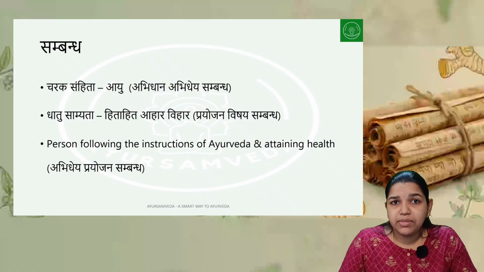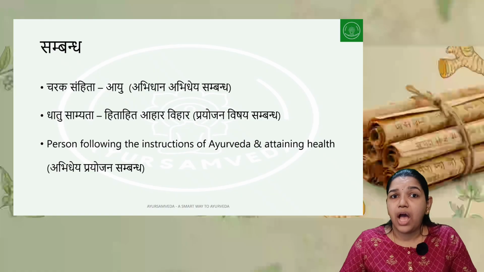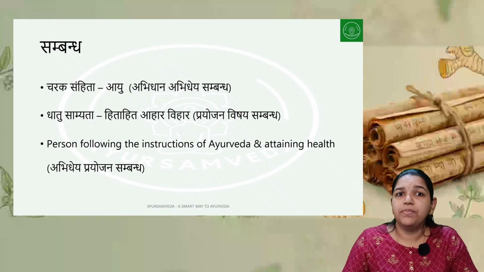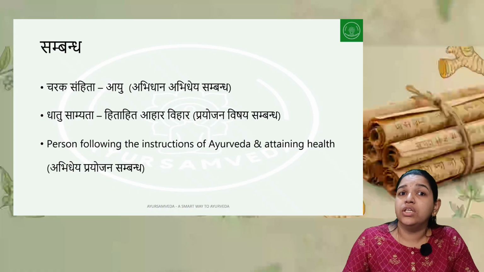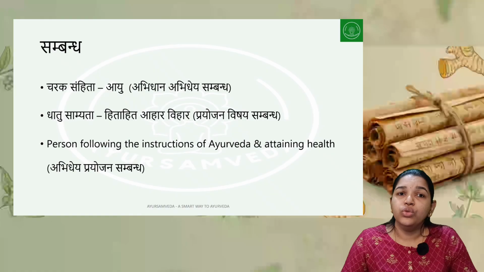If we consider the sambandha in relation with Ayurveda, we can say that Charaka Samhita and the Ayu concept have a sambandha. That is, the Charaka Samhita explains the details related to Ayu. In the first chapter itself, they have explained the definition of Ayurveda. It deals with Hitayu, Ahitayu, Sukhayu and Dukhayu, and what the composition of Ayu is, and the paryayas of Ayu have been explained. So Charaka Samhita tells about the concept of Ayu in various aspects, in different sthanas and different chapters. So it can be considered an Abhidhana Abhidheya Sambandha.